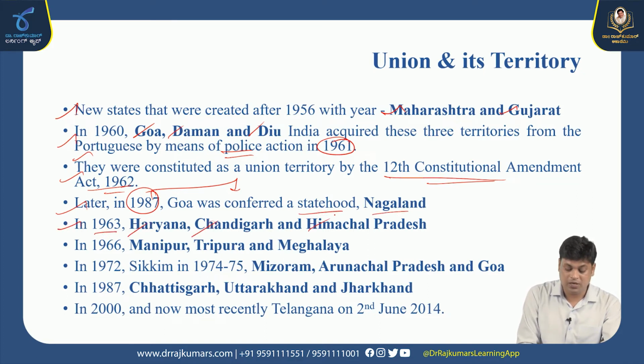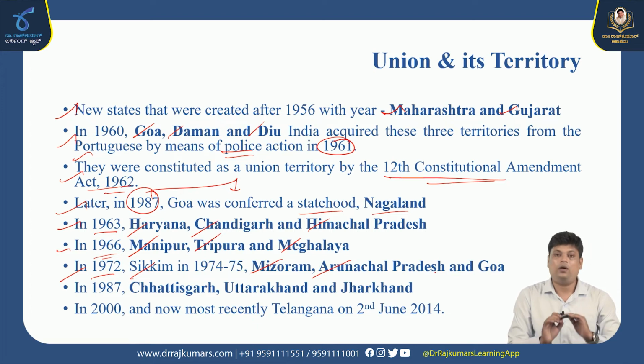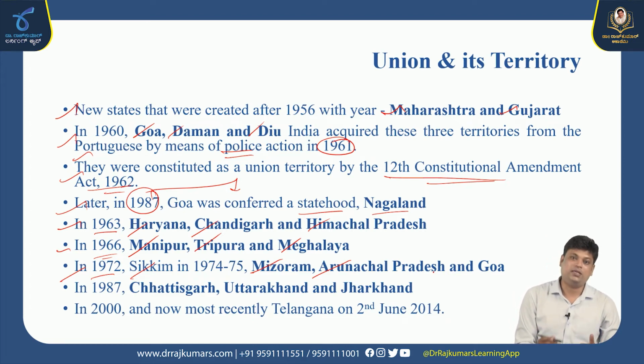In 1963, Haryana, Chandigarh and Himachal Pradesh were carved out from the Punjab state. And in 1966, Manipur, Tripura, Meghalaya, and in 1972, Sikkim, Mizoram, Arunachal Pradesh. So remember, all the northeastern states were carved out of one big state, which is known as Assam. Earlier, all northeast states were popularly known as Assam, right?